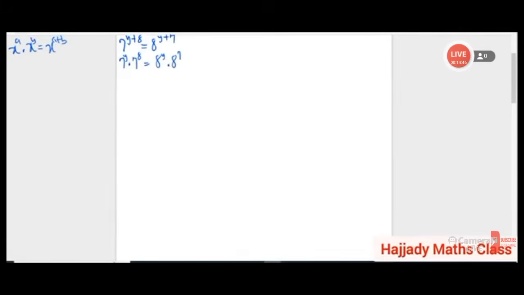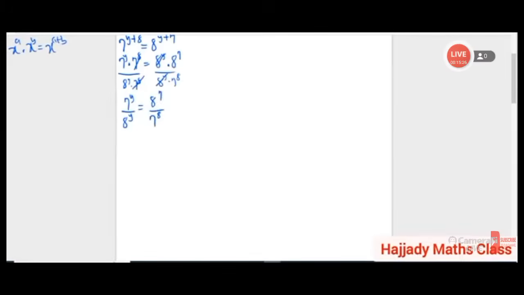With this we can divide both sides by 8 raised to power y times 7 raised to power 8. So we divide both sides by that. Then 7 raised to power 8 is going to cancel out 7 raised to power 8, and 8 raised to power y is going to cancel out 8 raised to power y. So I'm going to be left with 7 raised to power y divided by 8 raised to power y equals 8 raised to power 7 divided by 7 raised to power 8.